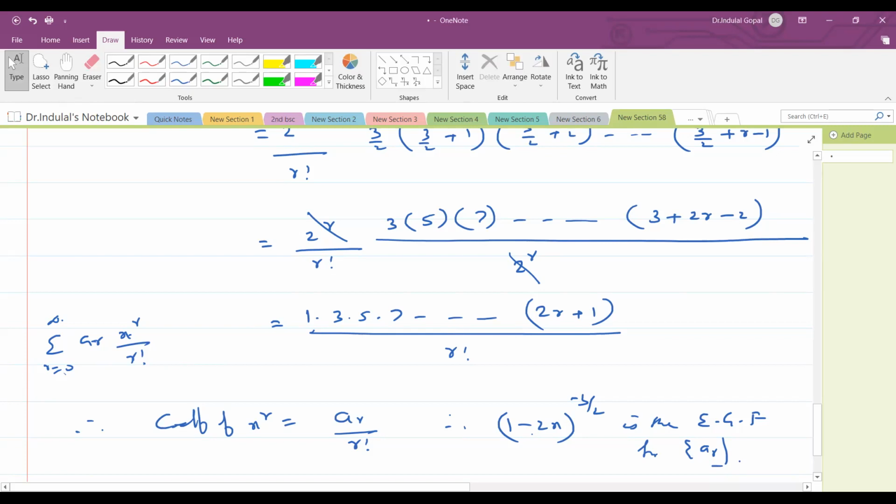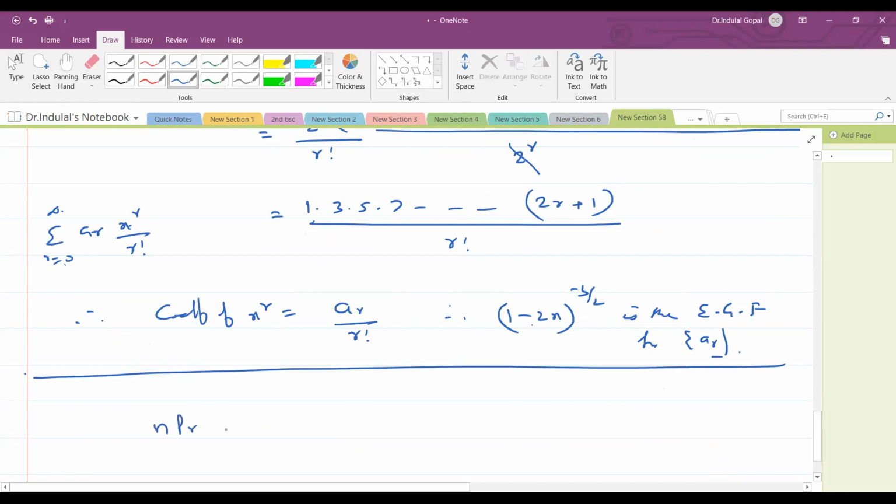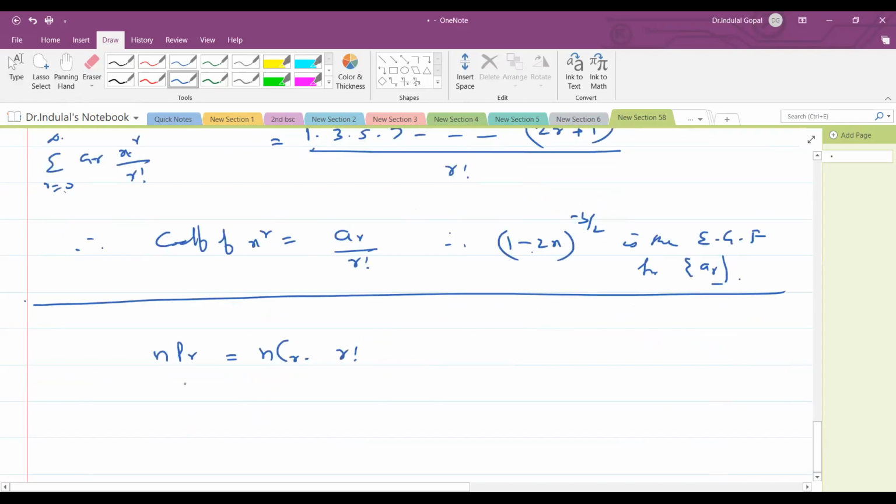NPR is the total number of R permutations of n objects. And we know that NPR is equal to NCR into R factorial. What will be the exponential generating function for NPR?